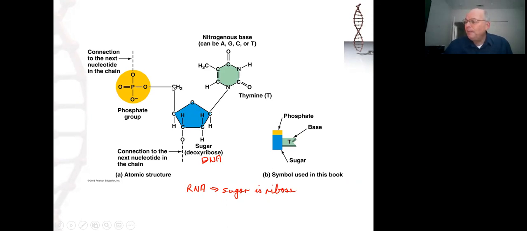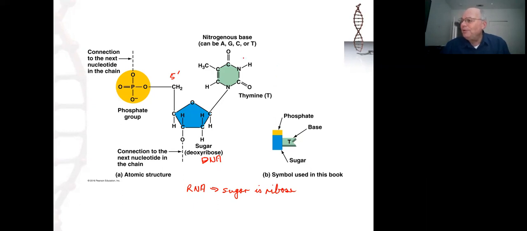Attached to the sugar in what is referred to as the 5' location is a phosphate group. And so all nucleotides also have a phosphate group. So the sugar and the phosphate are the common features of every nucleotide. What makes the difference is what is referred to as the nitrogenous base.